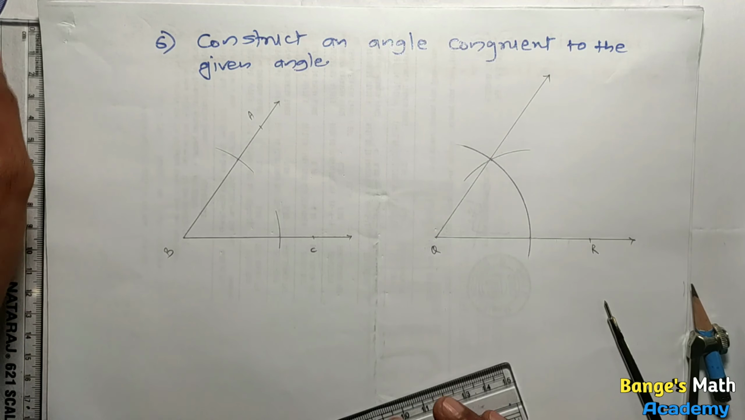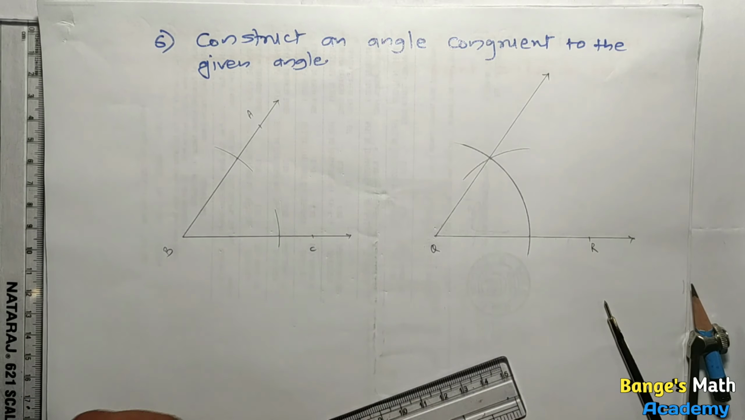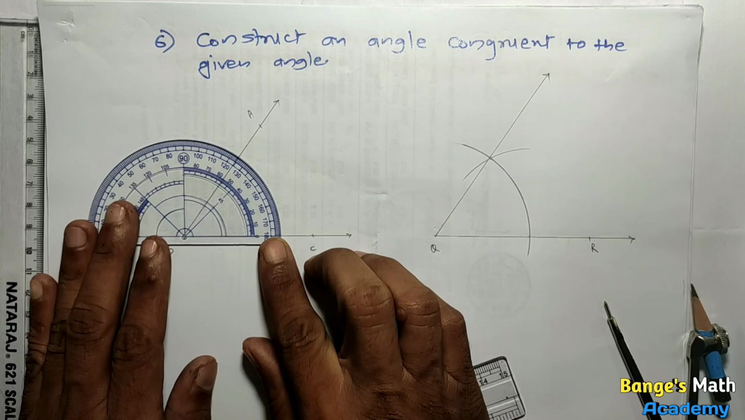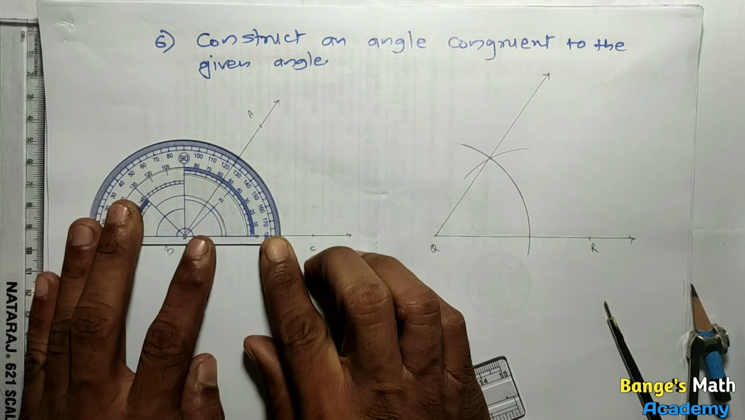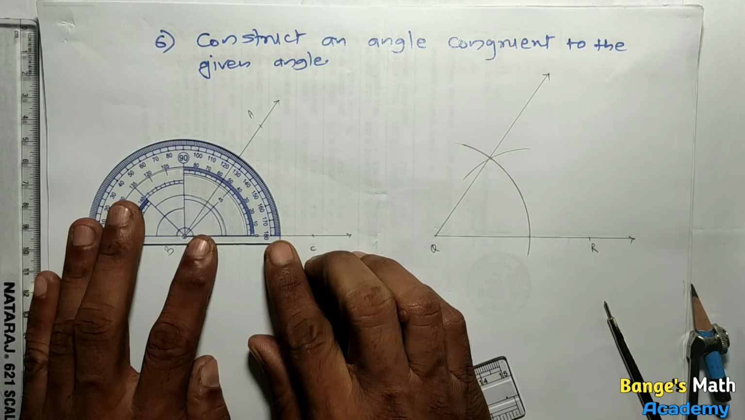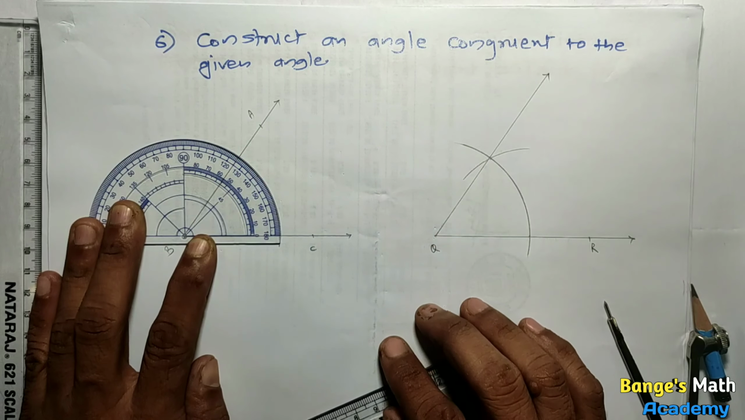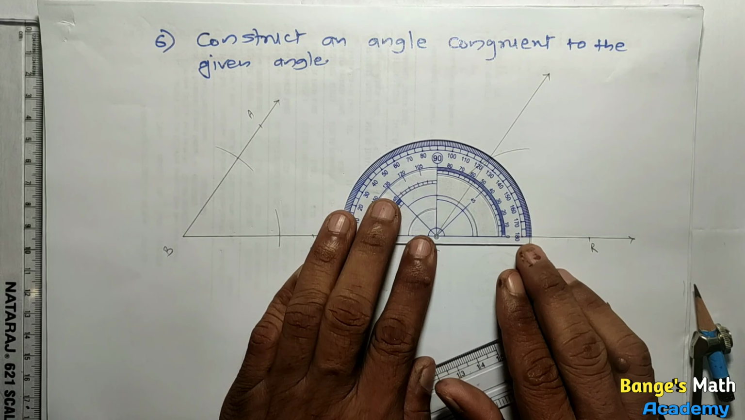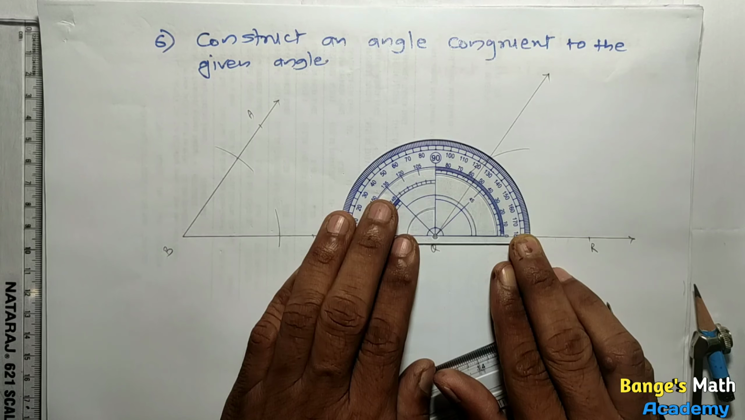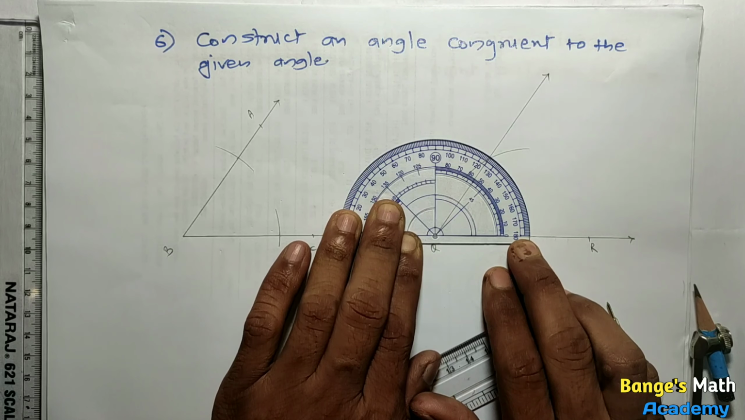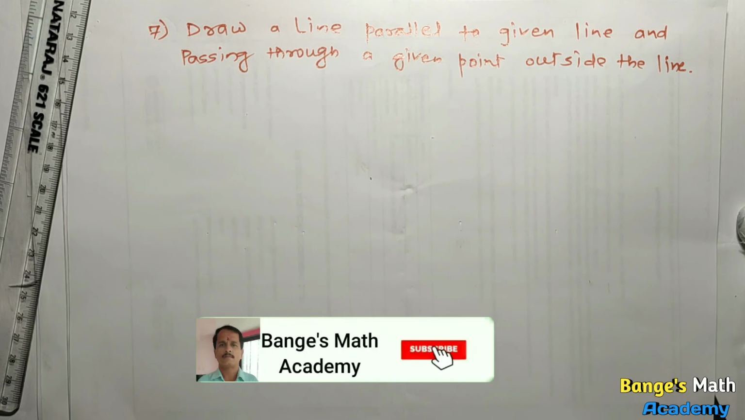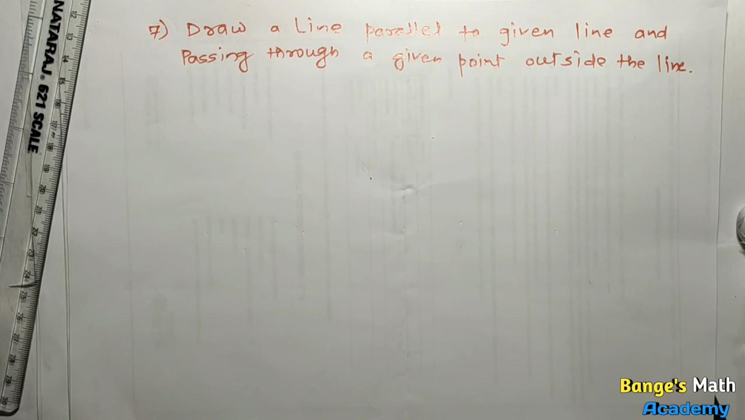We have to decide whether these two angles are congruent or not. Then see, with the help of protractor, the measure of this angle is 55 degrees. See, the measure of this angle is also 55 degrees.